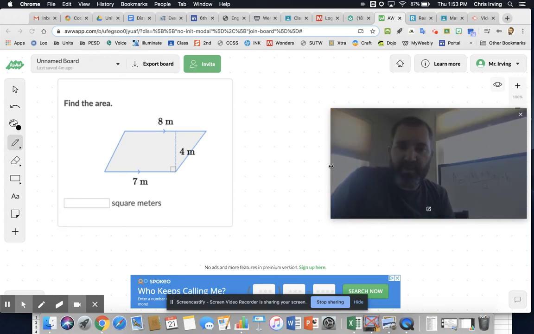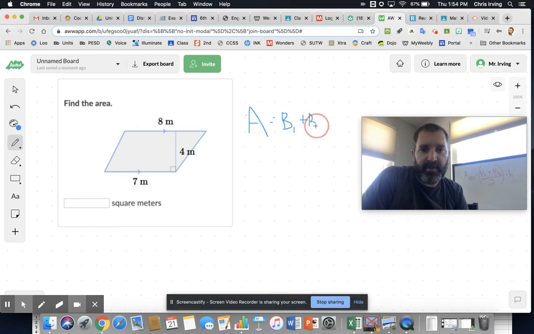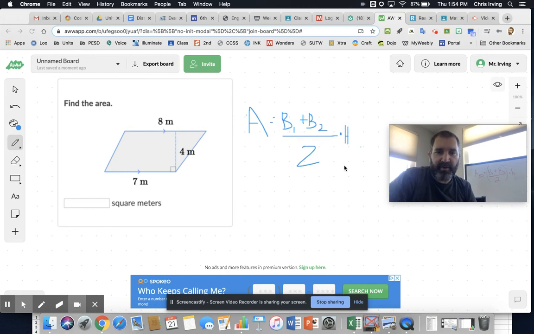I'll show you real simple right here. I'm going to start with the formula. Area equals base 1 plus base 2, divided by 2, times height. I know that's sloppy, but that's all I can do on this screen. I don't have any other way of doing it.